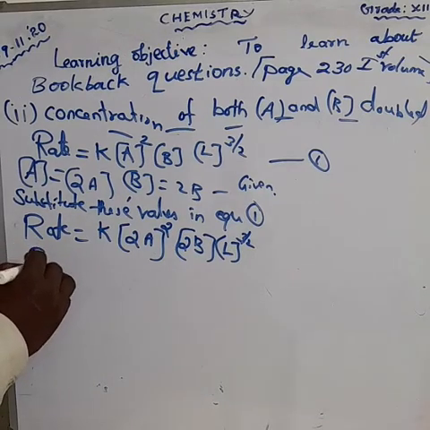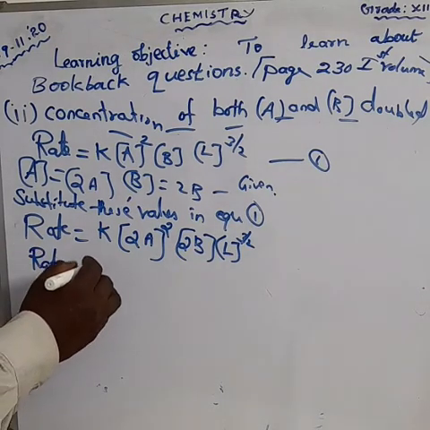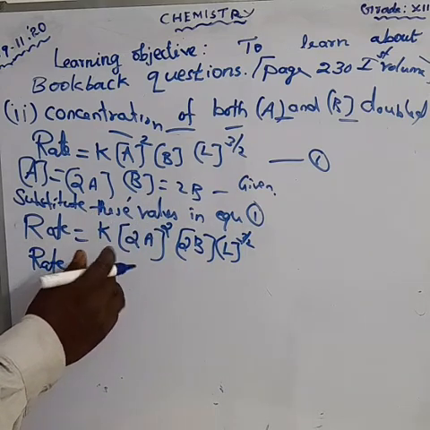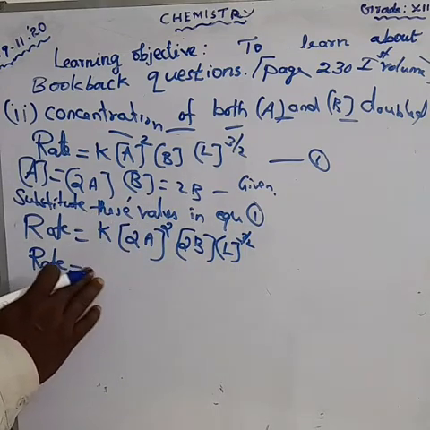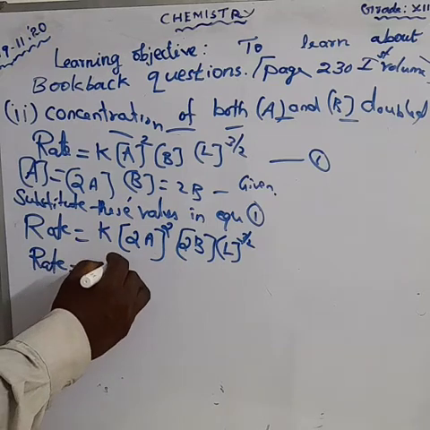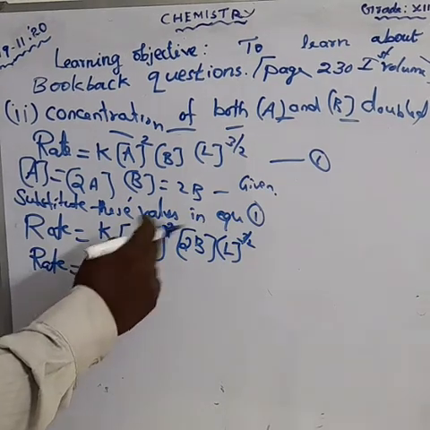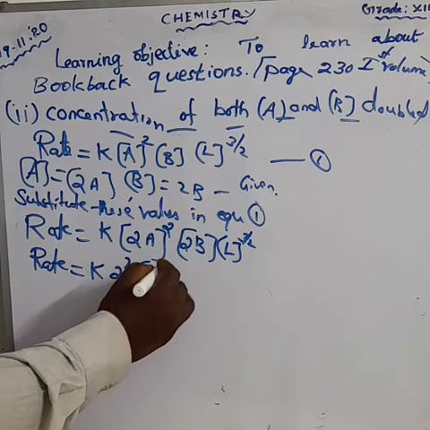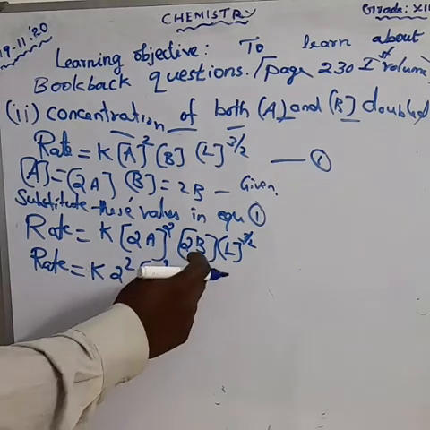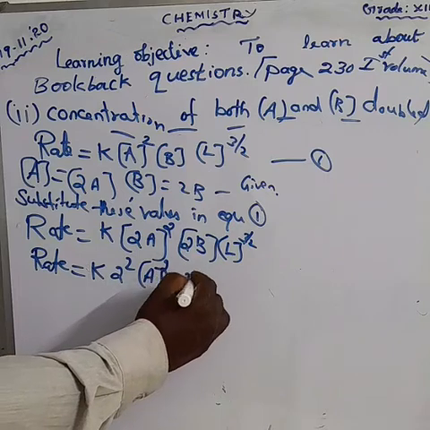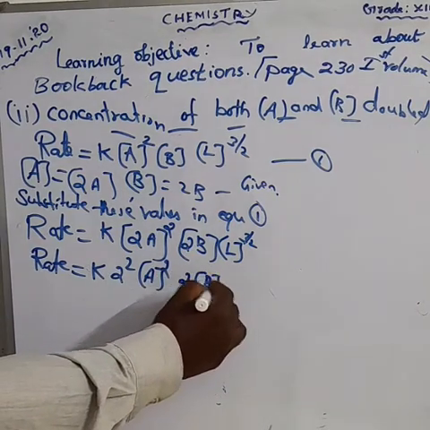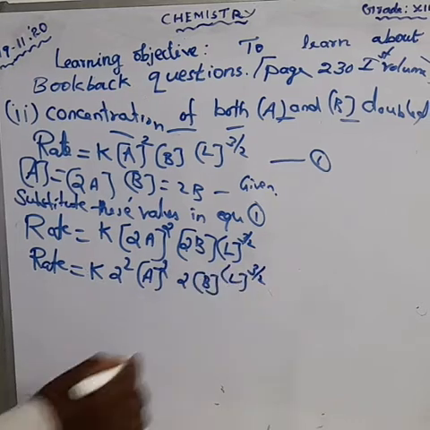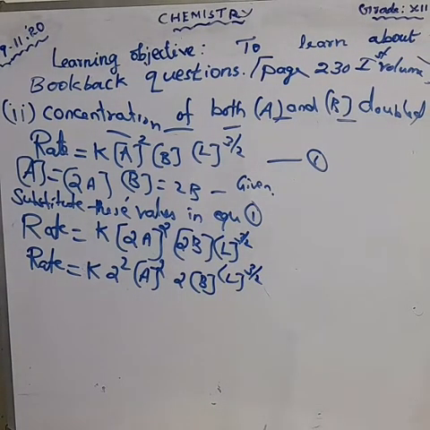Then rate is equal to, we can be taken as 2 square. Okay. 2 square, if you write the K also, K into 2 square. This 2 square we take. Then about the A square. Okay. Next I am taking 2 B. Okay. Then L 3 by 2.